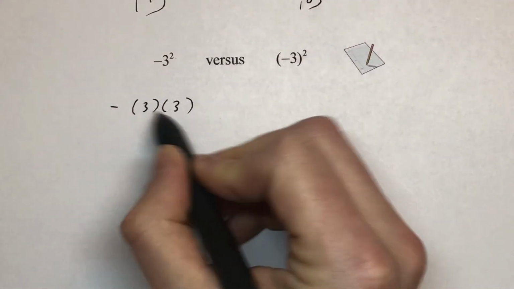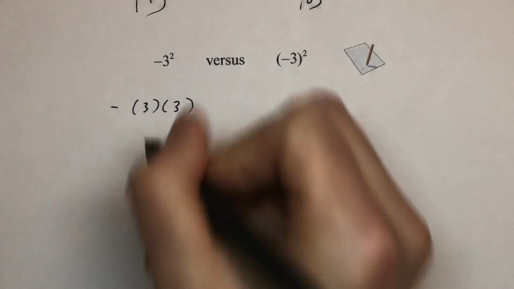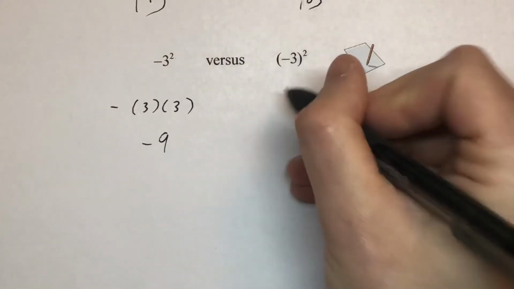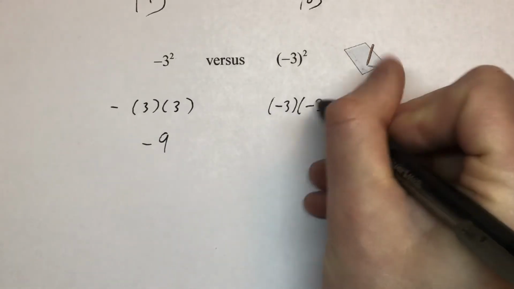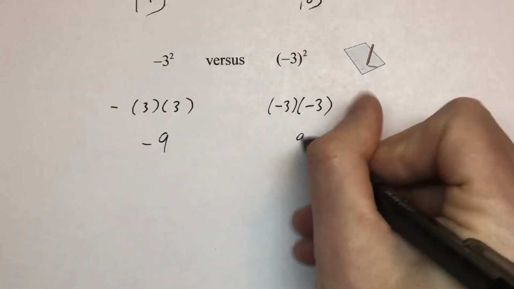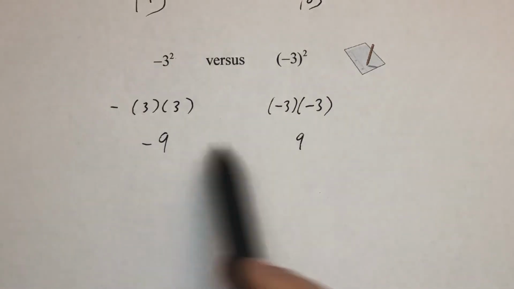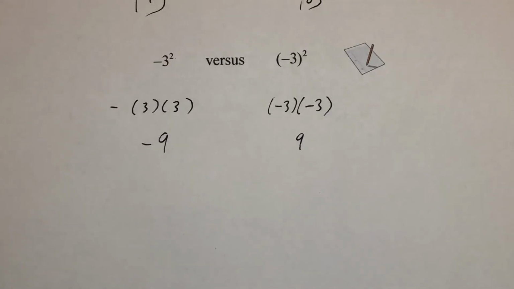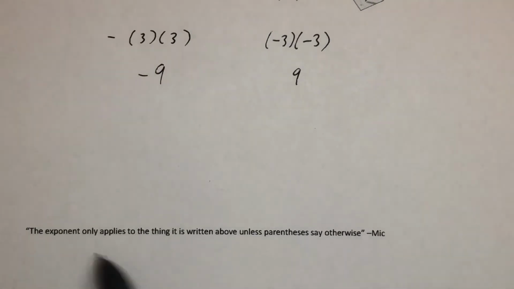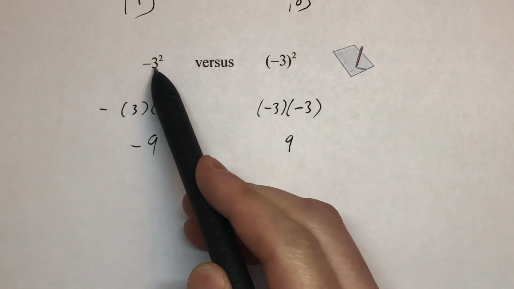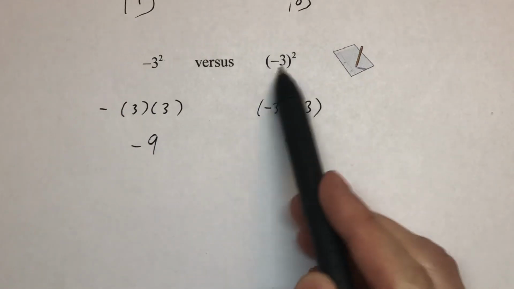You're squaring 3 with the negative sign still out front, giving you a negative 9, whereas over here, negative 3 squared does mean negative 3 times negative 3, which is in this case a positive 9. So it again makes a difference in what it says and in some cases what your final answer even is. And that's there at the bottom of the page there, just the idea. The exponent only applies to the thing that's written above unless parentheses say otherwise. So when it's written above a number like that, it applies to just the number, unless you have parentheses telling you it applies to more.